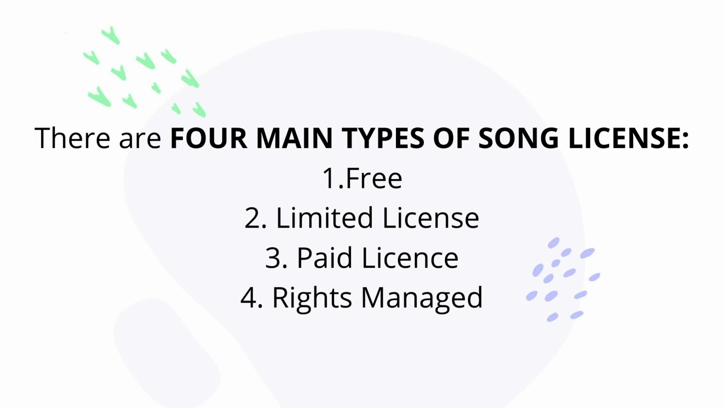As you start looking for music, it's important to have at least a basic understanding of music licensing. There are 4 main types of song license. 1. Free. 2. Limited license. 3. Paid license. And 4. Rights managed. Be sure to know which kind you're looking for and use it according to the applicable rules.